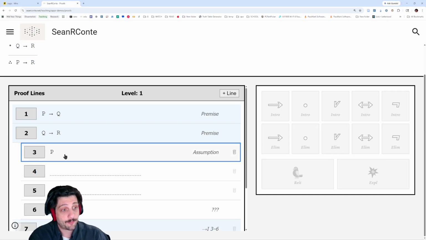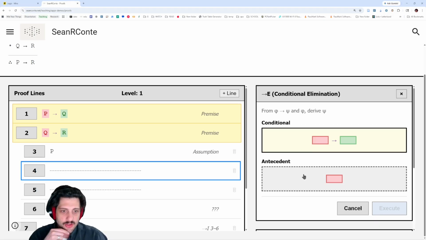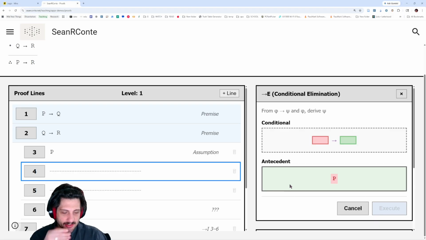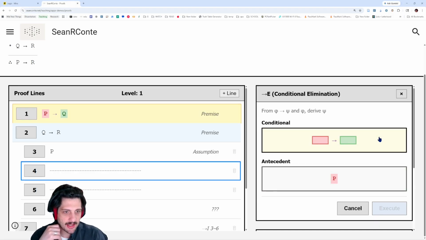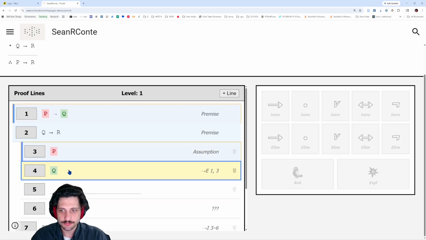Well, now that I have P, I can do my conditional elimination, right? So here, let's go ahead and select our P as the left-hand side. And as soon as I select P as my left-hand side, I click my conditional, and that tells me, okay, the only conditional that matches that, if you're trying to do a conditional elimination, is the top one. Your left-hand side, or the antecedent here, better match the left-hand side of the conditional. So I execute, I get my Q, and it matches that thing perfectly.